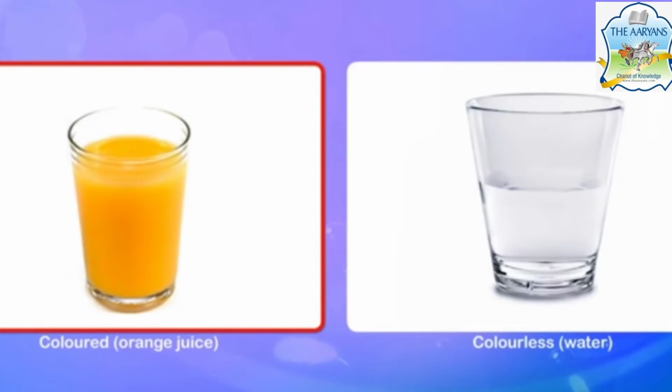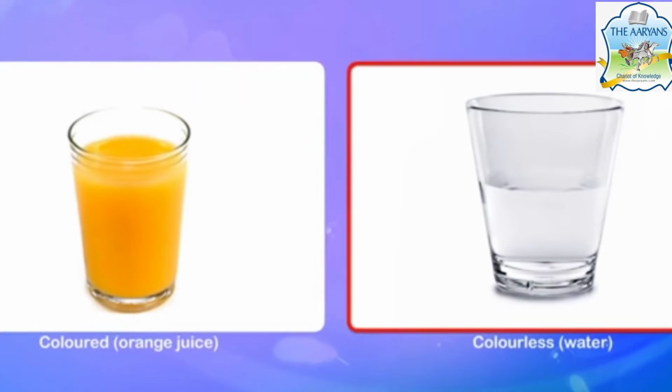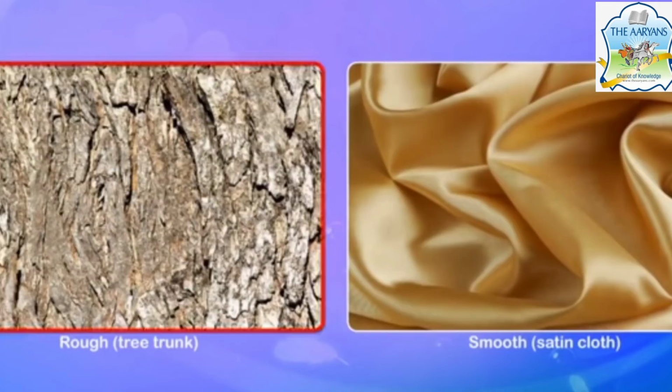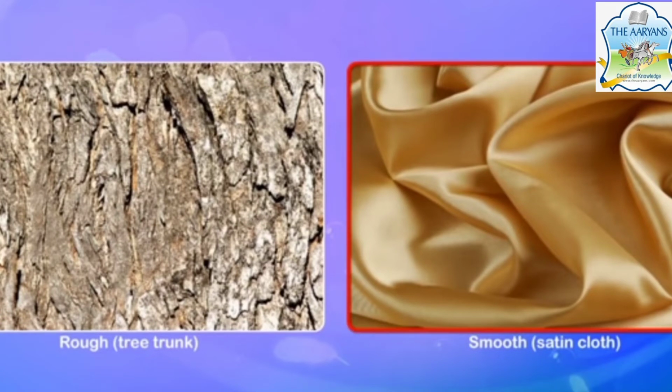Some liquids are colored and some are colorless. We see materials of different colors around us. Sometimes we recognize some materials by their color. Some are textured rough and some are smooth. The look, feel and appearance of a substance make the texture of a material.